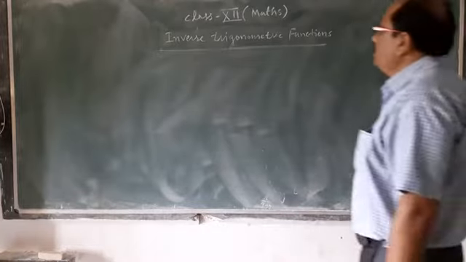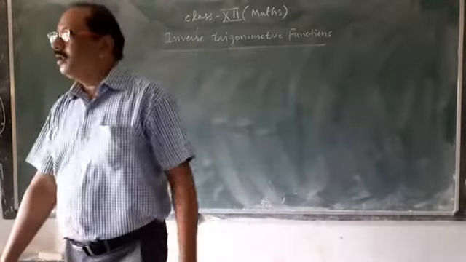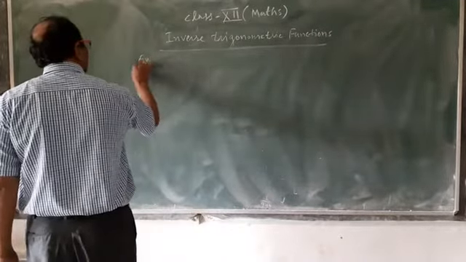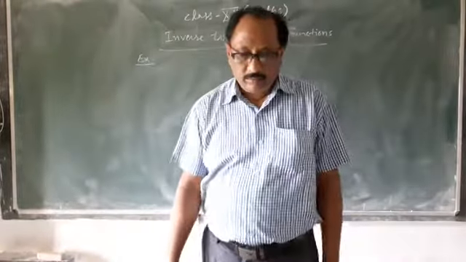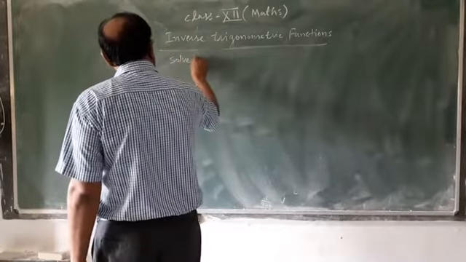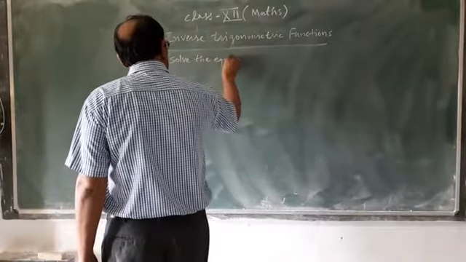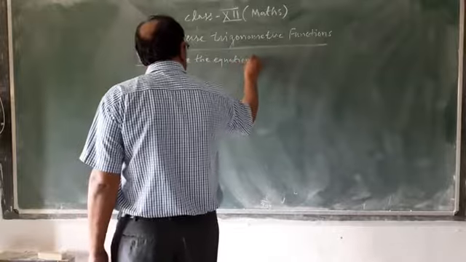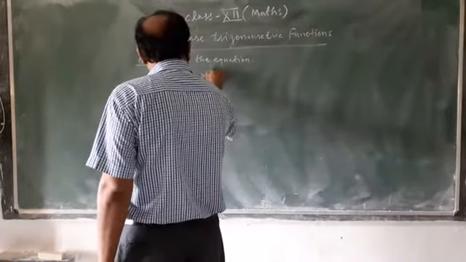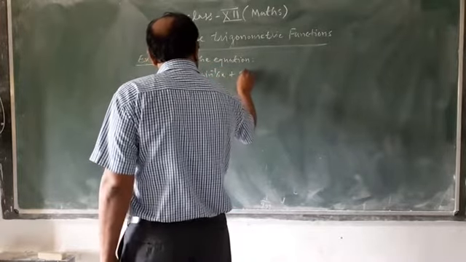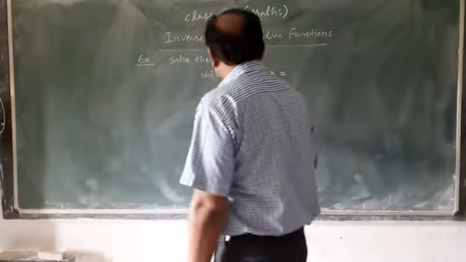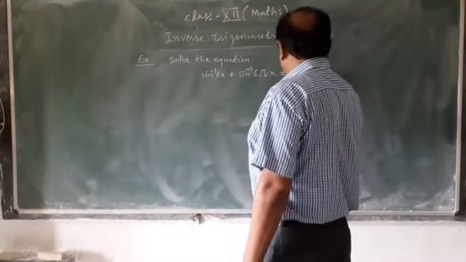Dear students, in the topic inverse trigonometric function, we take one example. You write down, solve the equation. Solve the equation means a trigonometric equation is there: sin inverse of 6x plus sin inverse of 6 root 3x is equal to minus 5 pi by 2.